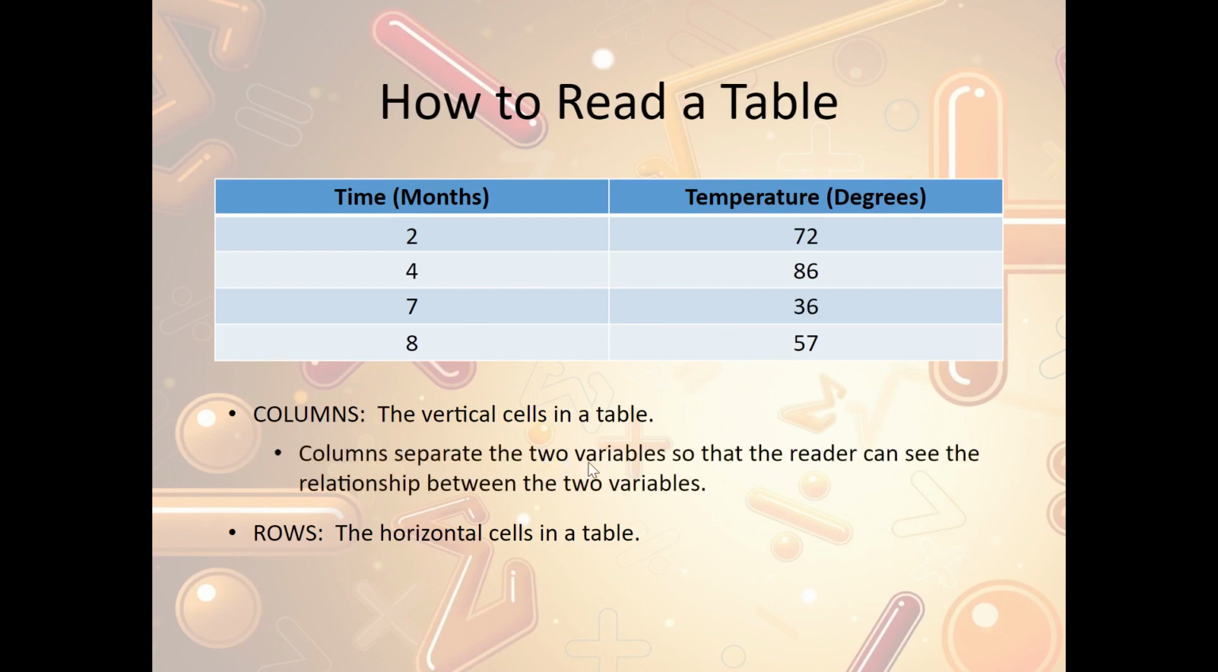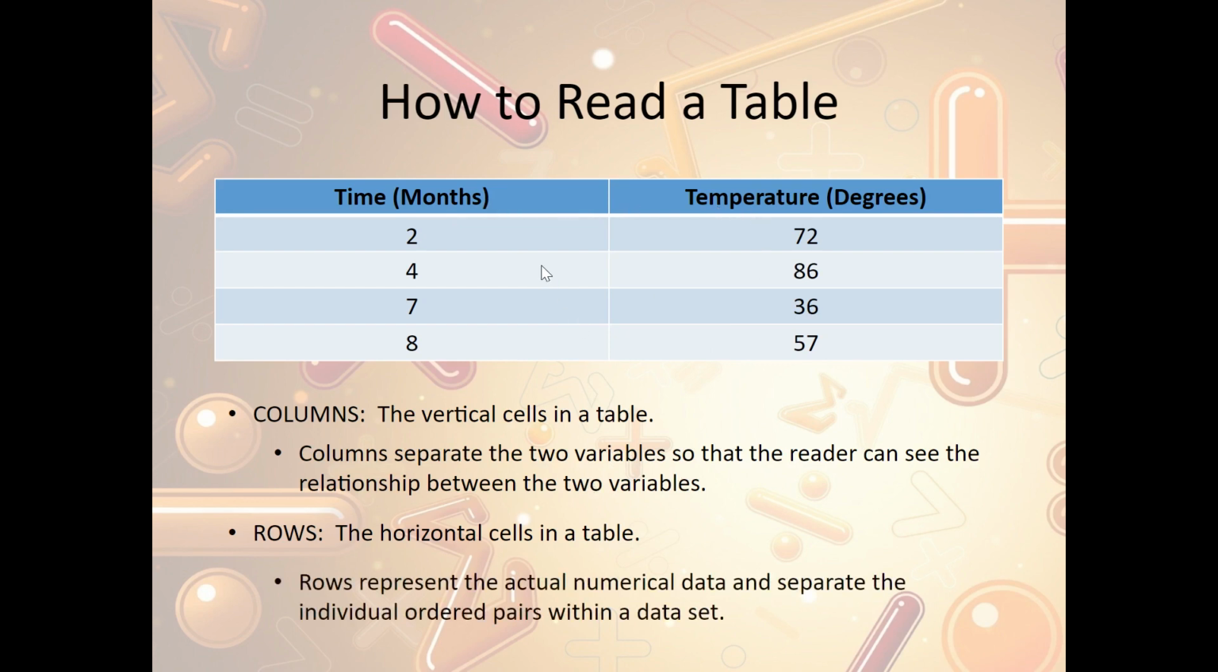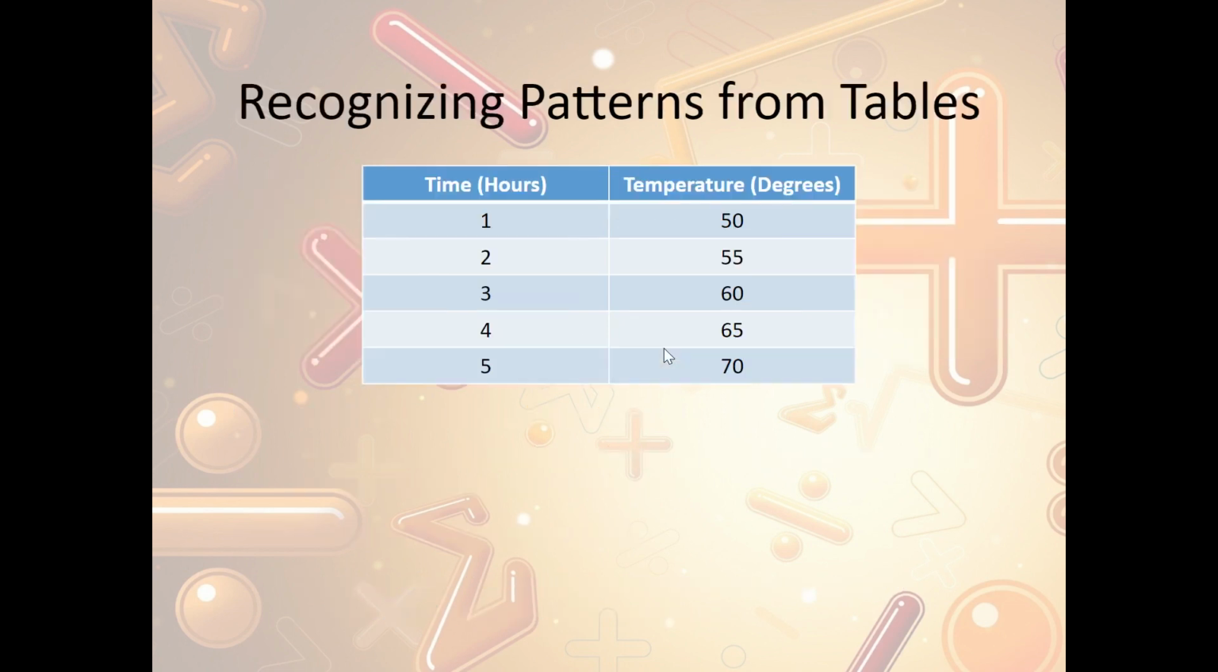Now the columns separate the 2 variables. So this separates time from temperature. And the rows separate the actual data. So this is a data point. This is a data point. This is a data point, and this is a data point.